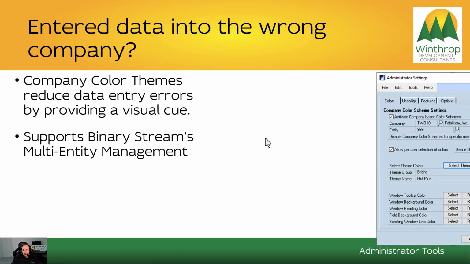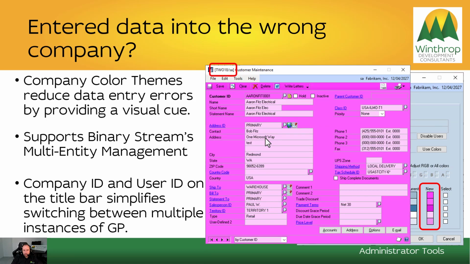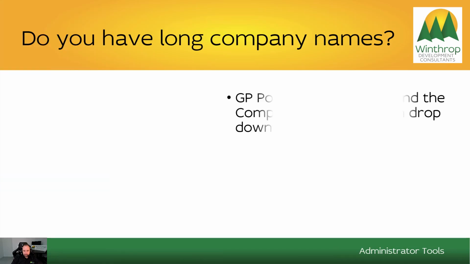If you've ever entered data into the wrong company, you'll know that it's a lot of work to void it and get it re-entered into the correct company. So GP Power Tools provides visual cues, both in the toolbar and with the option to have a colored background, which can be nice and bright for test companies, so that you can have a different color. It also supports multi-entity management by its default entity.